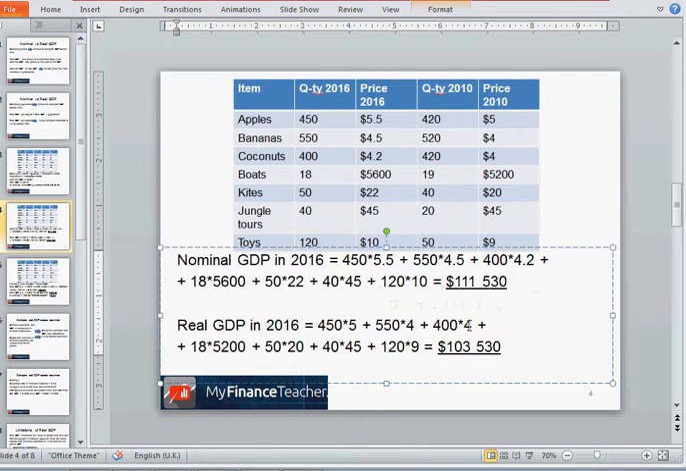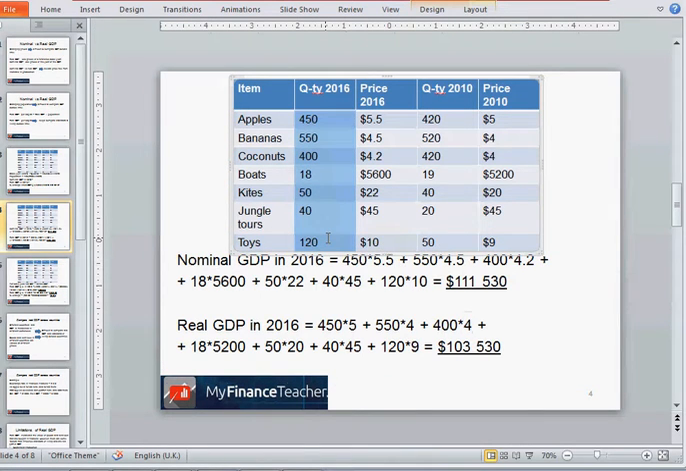To find the real GDP in 2016, instead of the current prices, we use the prices of the base year with the same quantities of the year 2016. What we get is the real GDP in 2016 of $130,530.